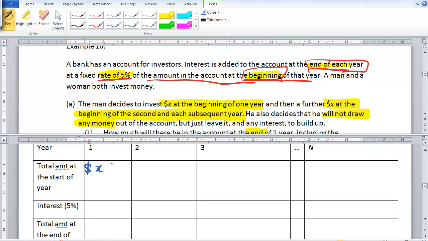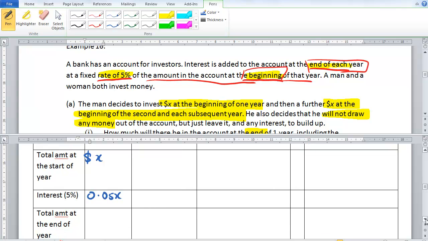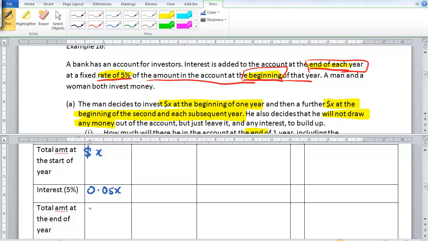At the end of the first year, the interest that was accumulated was 0.05x, that is 0.05 multiplied to what he has at the beginning of the year. The total amount at the end of the year will be x plus 0.05x. That gives us 1.05x dollar.